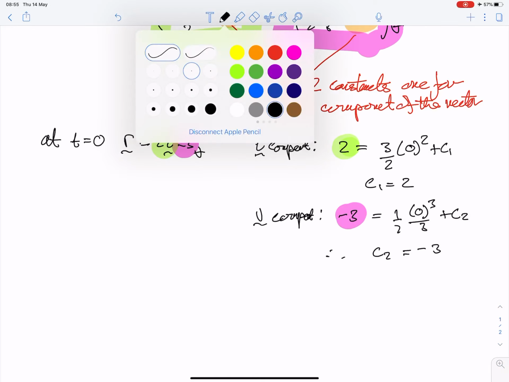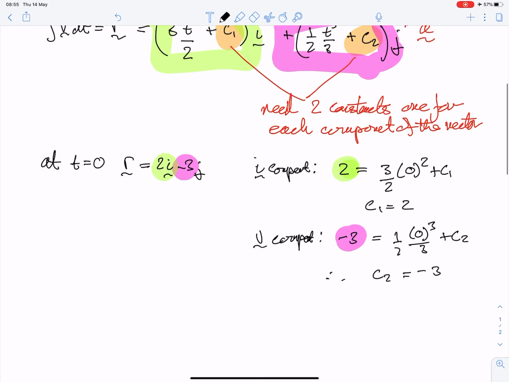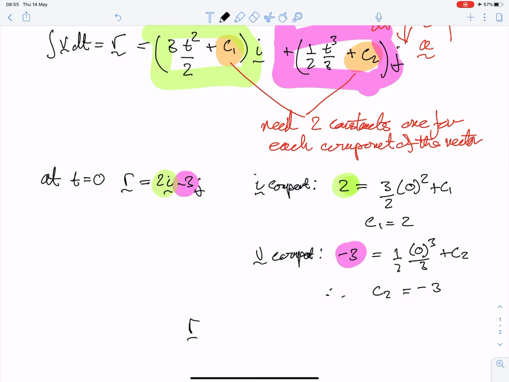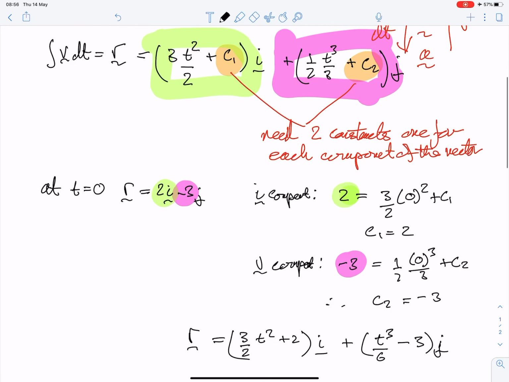Okay, so that then gives us our answer. We can go back. r is equal to 3 over 2 t squared plus c1, which is 2, lots of i, plus t cubed over, a half times a third is a sixth, plus c2, which is minus 3, lots of j. Do we have any units on this? Yes, meters. Okay, hope that's clear, and we'll move on to example 2.